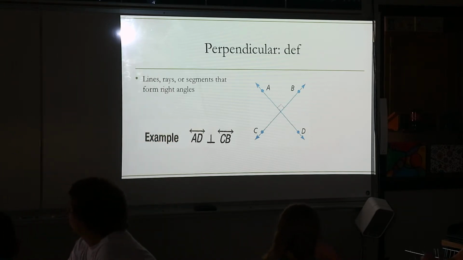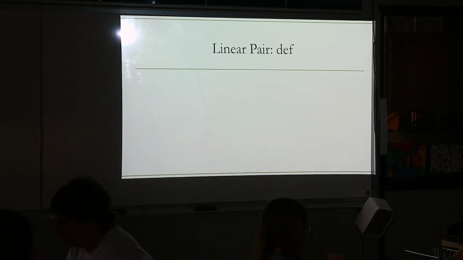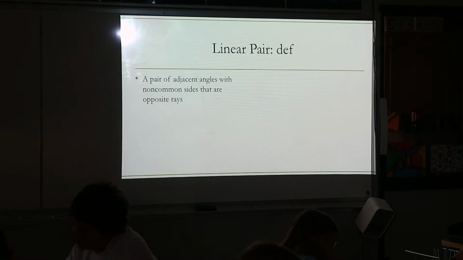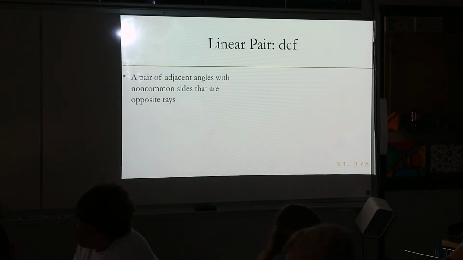Are we good with vocab up to this point? Those are all review words, adjacent and perpendicular. We talked about those earlier this week. New word: linear pair. The definition: it is a pair of adjacent angles, but the non-common sides are opposite rays. That's a lot to take in, lots of vocabulary. A pair of adjacent angles, so they have to be side-by-side angles, where the non-common sides are opposite rays.